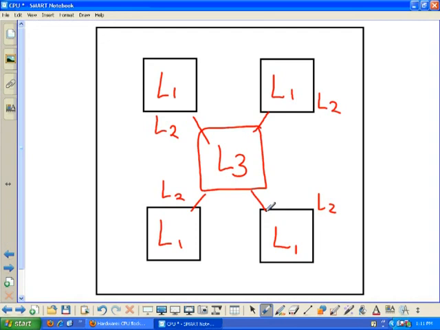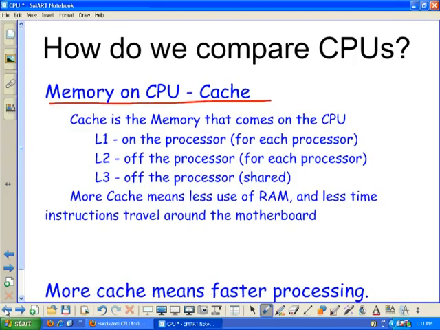Okay, so do we understand the difference between L1, L2, and L3? Exactly. L3 is shared. L1 and L2, each processor has their own. Here, hit the next button. See my pictures? Yeah. Okay, so I'm going back to this again. Okay, so more cache means less use of RAM, which is less stuff that goes around the motherboard.